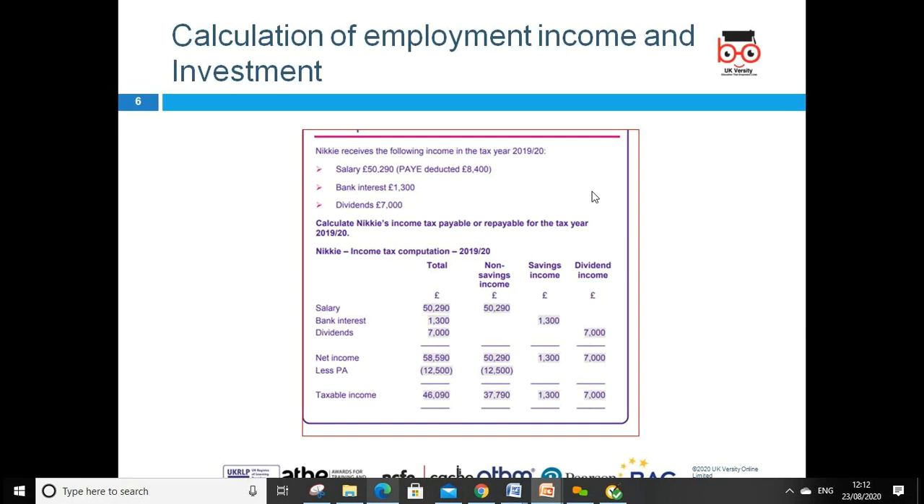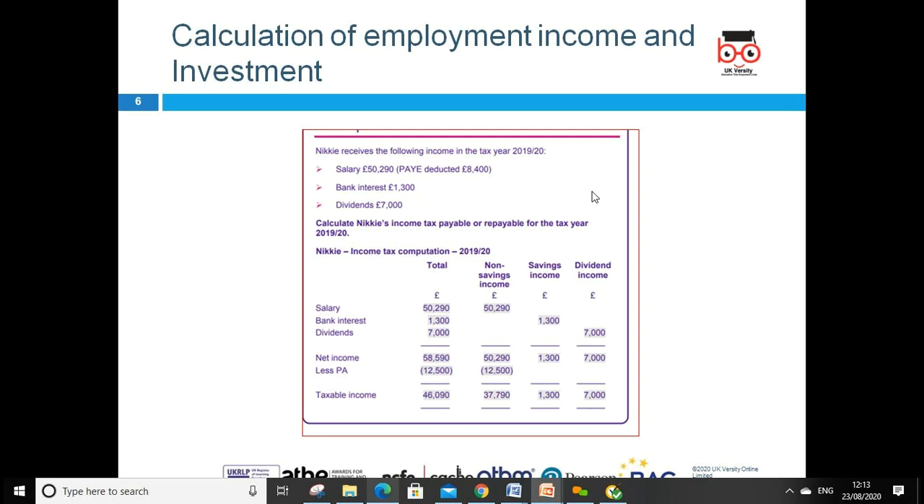Okay, next we're now doing the calculation. Calculation of the employment income and investment income. So first of all, this is the example of Nikki, who received the following income during this year. Salary was £50,290. PAYE deducted 8,400 tax on it. Bank interest is 1,300 she earned, and the dividend she earned 7,000.